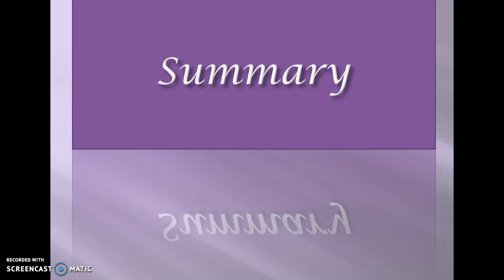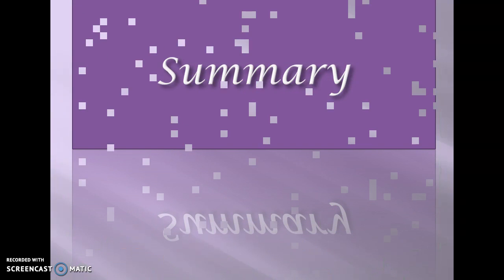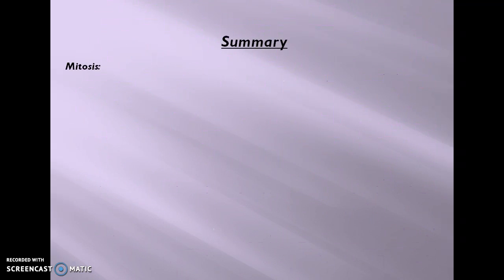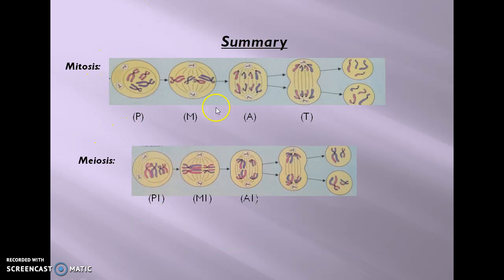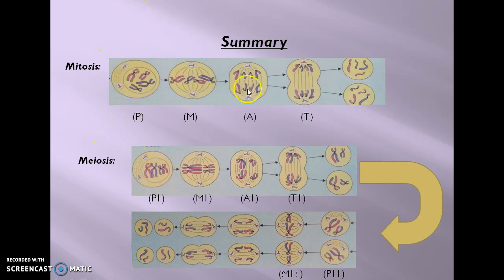So now I will give you a summary of what I mentioned. Okay, here in mitosis, we recognize we have prophase, metaphase, anaphase, telophase, and this is cytokinesis, where the cell divides again to give 2 cells, but they are identical in genetic materials.